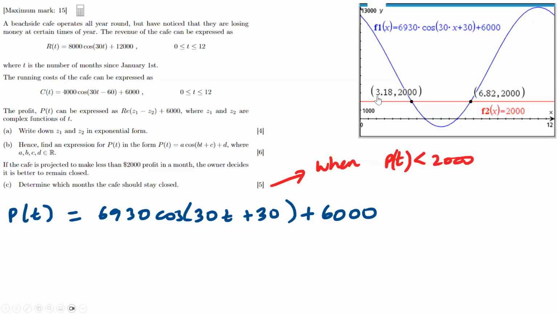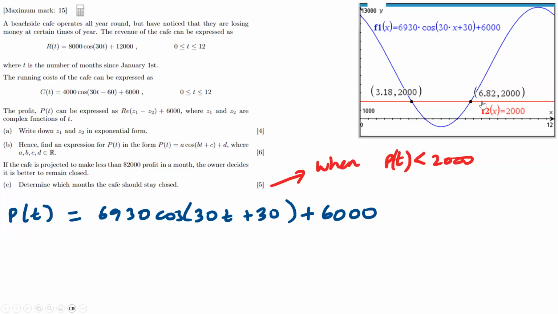Noting that our profits don't dip below 2,000 until 3.18, that's after the end of March. It's somewhere at the start of April. 3.18 would work out to roughly April the 5th, so it's about April the 5th or 6th that the profits dip below 2,000. And then we can note, when t equals 3 to 4, that's April, 4 to 5 is May, 5 to 6 is June, 6 to 7 is July.